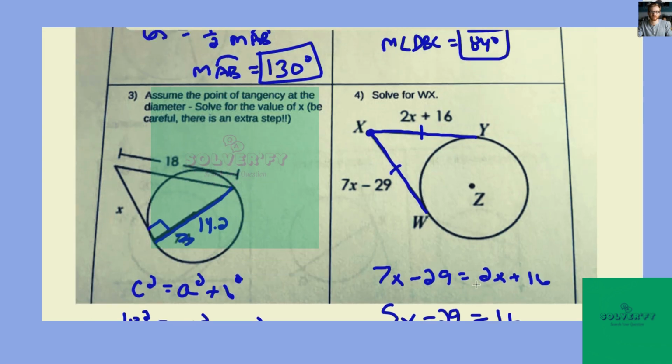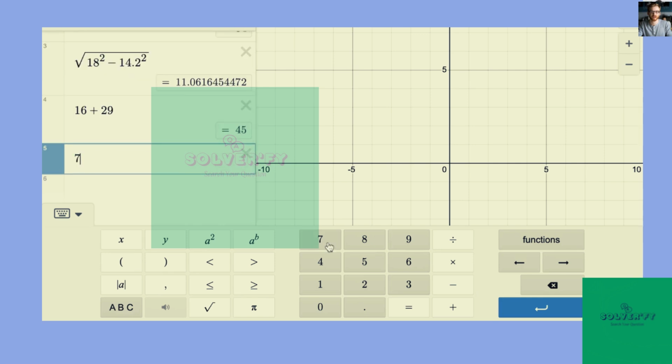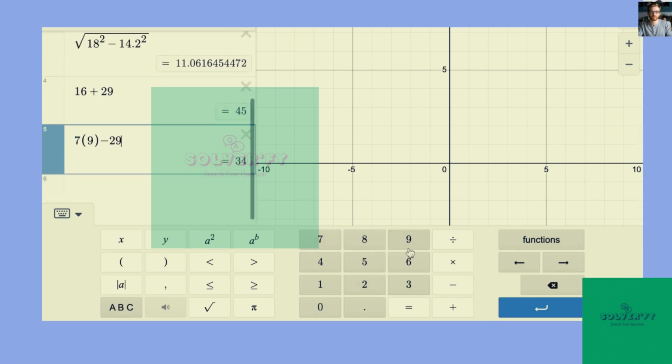But the question is, what is WX? WX would be equal to 7x minus 29, where x is 9. 7 times 9 minus 29 is 34.